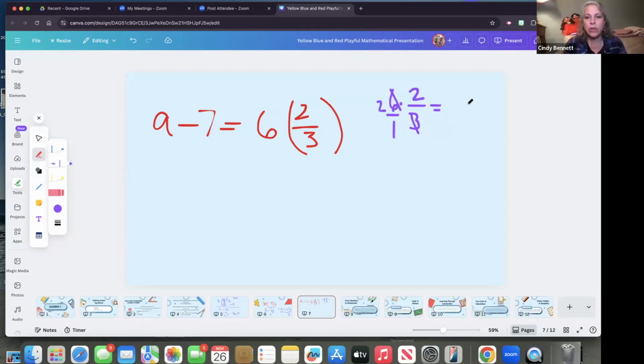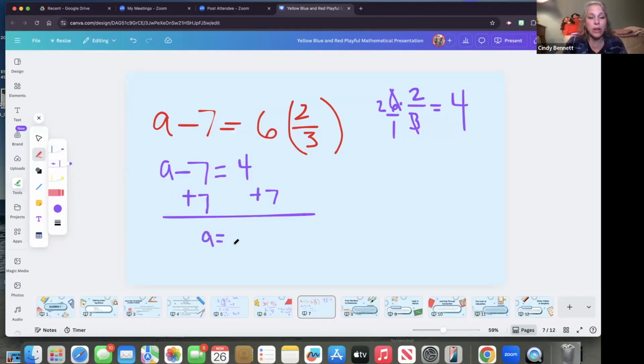So it's always good to continue to check your work. Okay, so a minus 7 equals 4. So now I simplified, which is step number 1. Now I add or subtract. So this is a -7. So I'm going to add a +7 so I can get -7 plus 7 is 0. A equals 11. Now I plug the 11 back into the original equation, or substitute. And 11 minus 7 is 4. And so I am done.